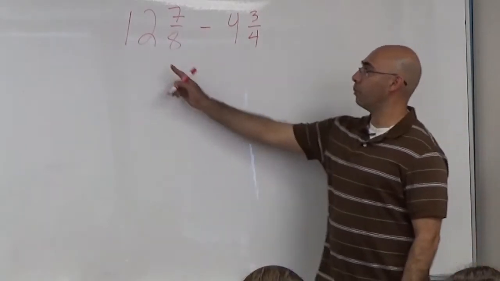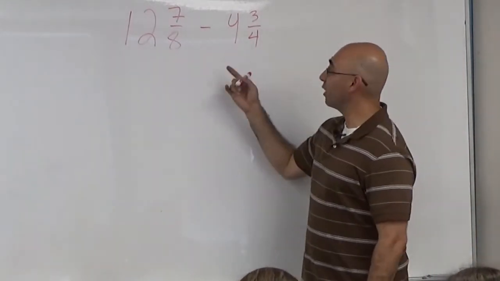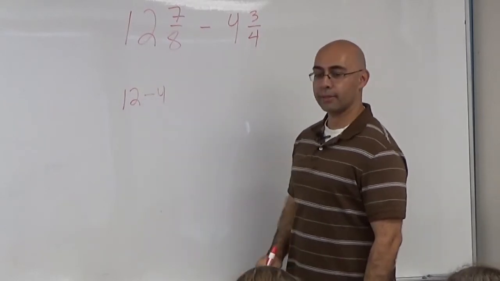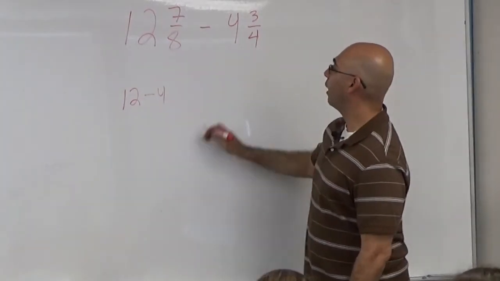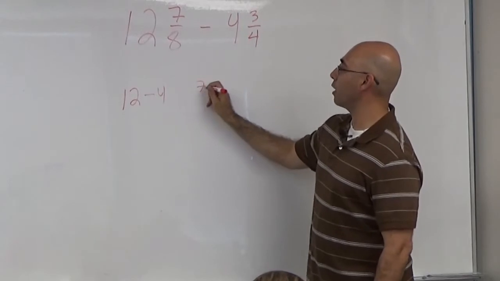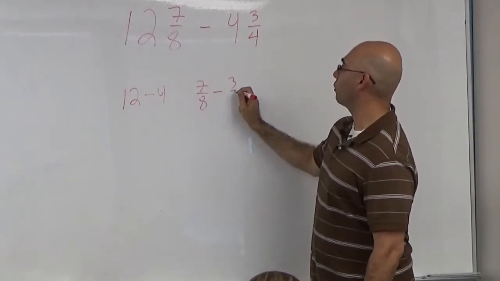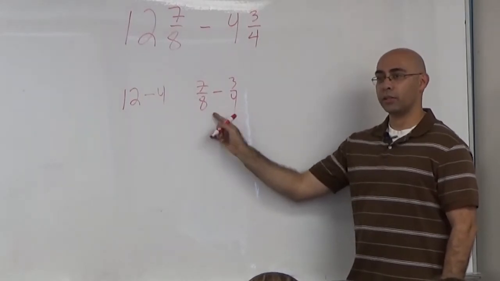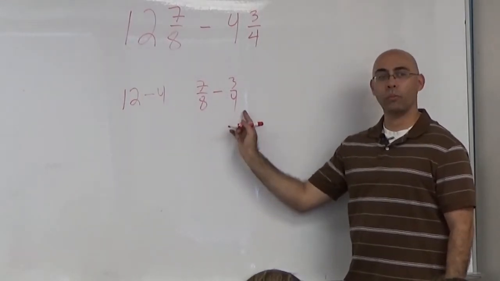All right, so you don't care about the whole numbers? No. All right, so let's just do this. We'll put the 12 minus 4 over there on that side. And then we're also going to deal with the fraction. So 7/8 minus 3/4. Well, I need common denominators here. So what can 8 and 4 both fit inside?